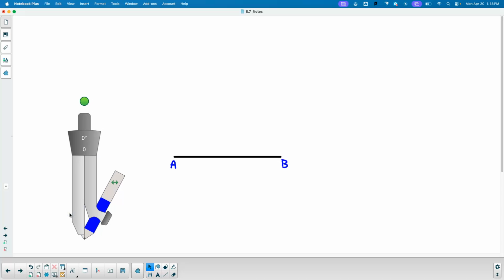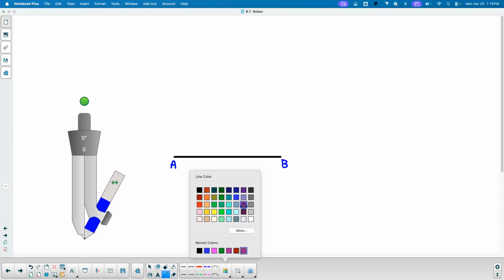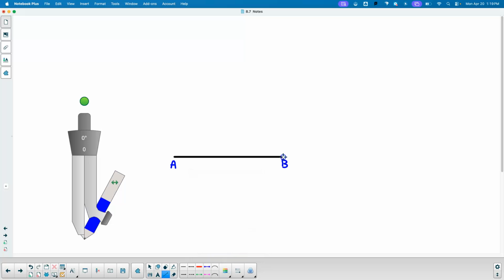Okay? So I just have a line segment AB. First thing that you've got to do is, if you want to make a square with a particular side length that isn't the midpoint, then what you're going to have to do is extend that line segment. So first off, I want you to extend your line segment out that far.